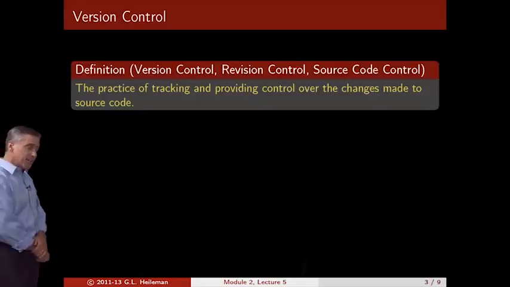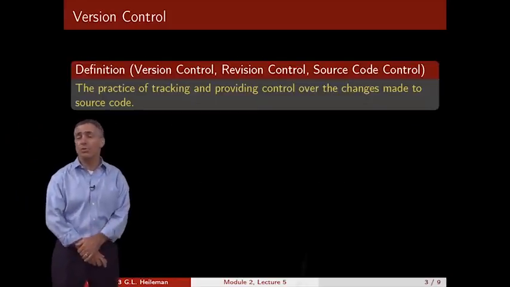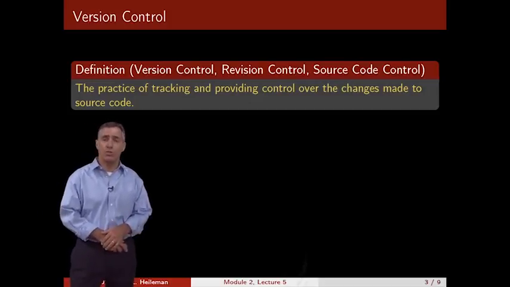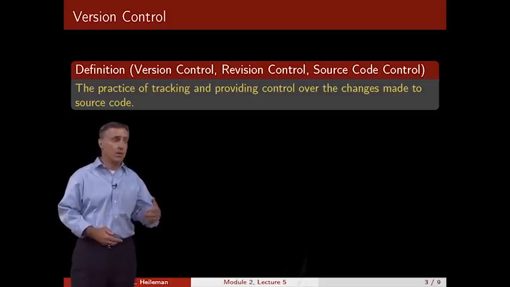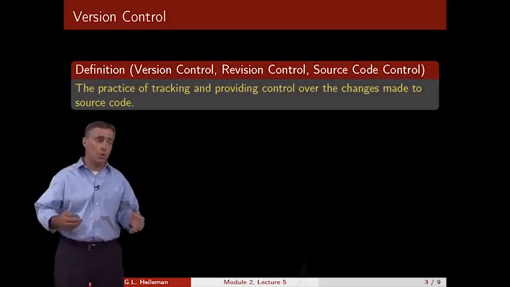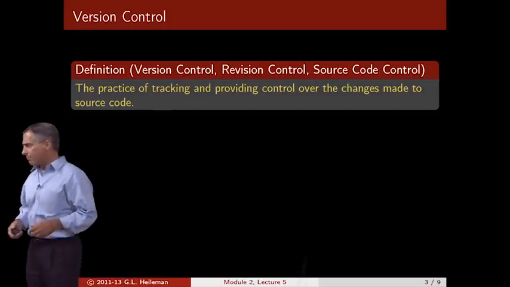Let's start by defining version control, and sometimes you hear this referred to as revision control or source code control. It's the practice of tracking and providing control over the changes that are made to source code. And you want to be able to do this in case you need to back up to a previous version, or if you want to allow multiple people to work on a project at the same time.